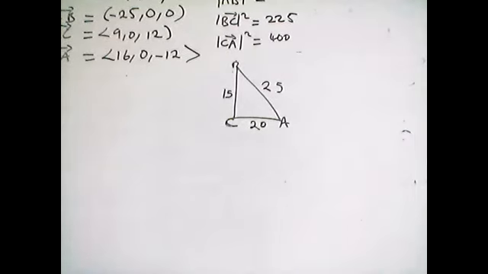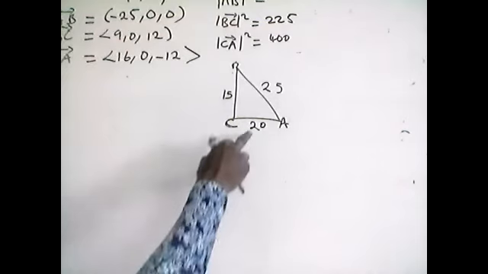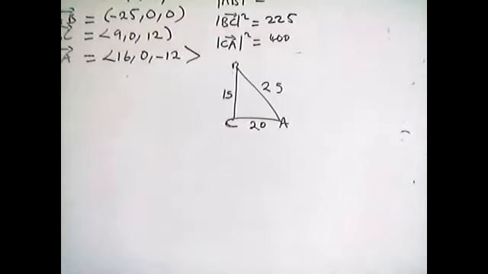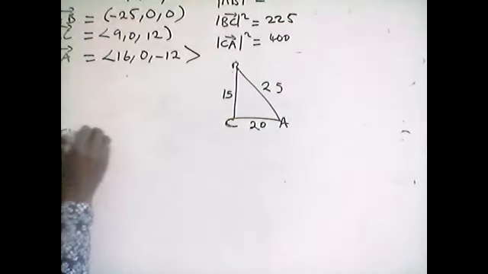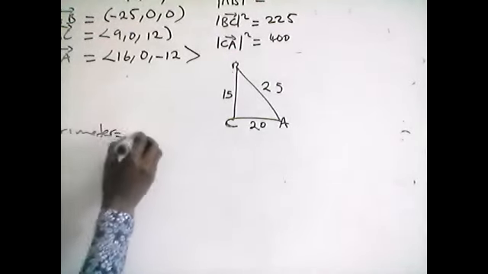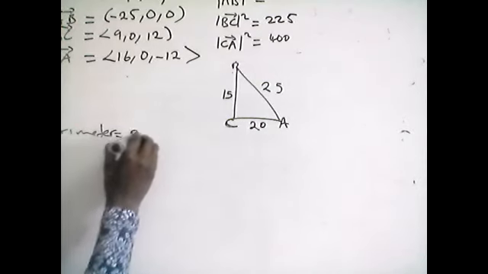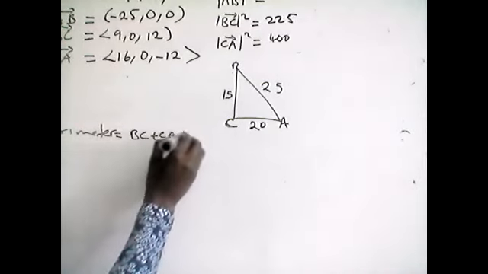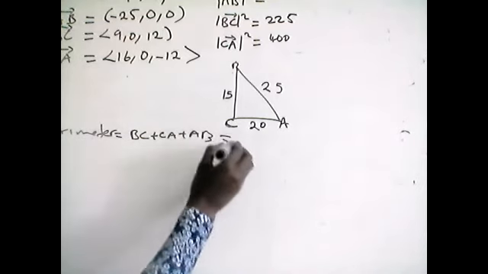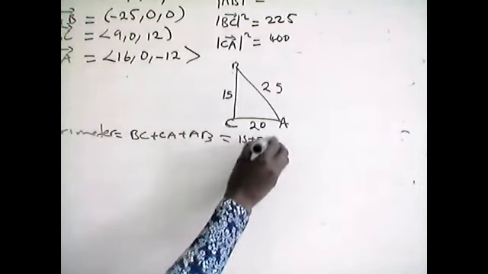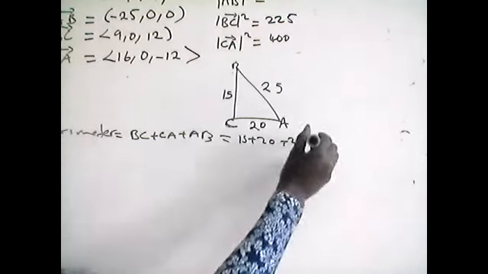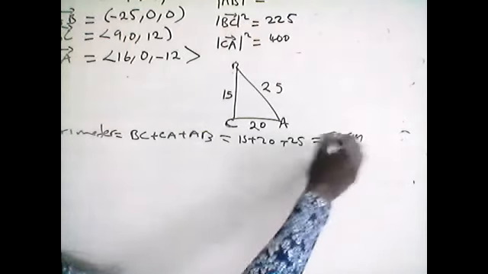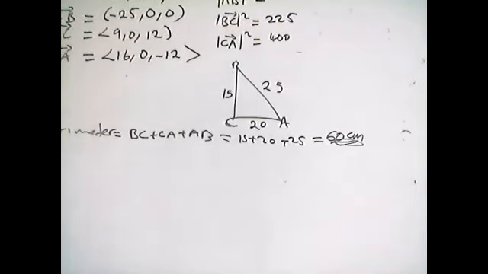So you have all the sides. The perimeter is just a matter of adding them. Perimeter is equal to BC plus CA plus AB, which is equal to 15 plus 20 plus 25. So we have 45, then 60. So this is 60 centimeters. We found that our perimeter is 60 centimeters.